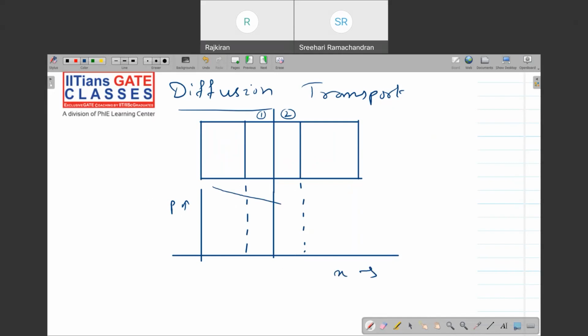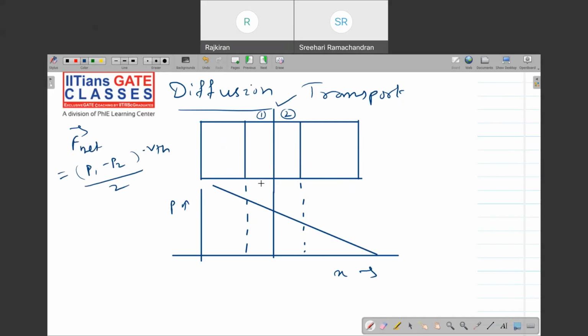Suppose the concentration is varying somewhat like this, approximately like a straight line. This is the variation of concentration across this semiconductor. I want to find the net flux across this observation plane. The net flux will be equal to P1 minus P2, into v_th, divided by 2.